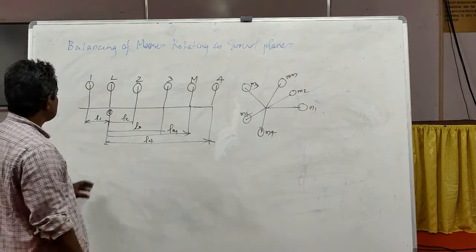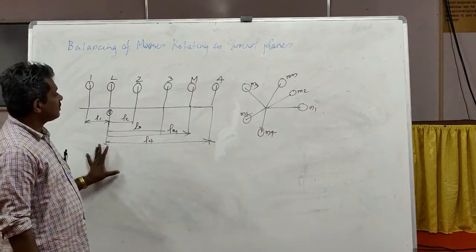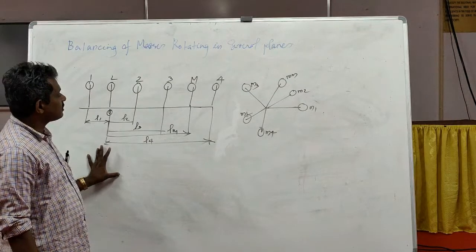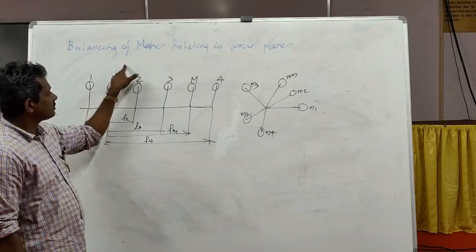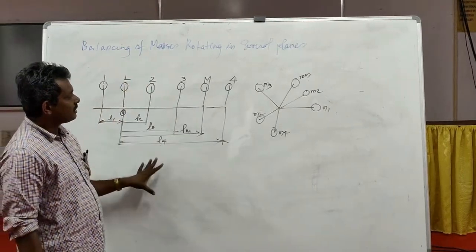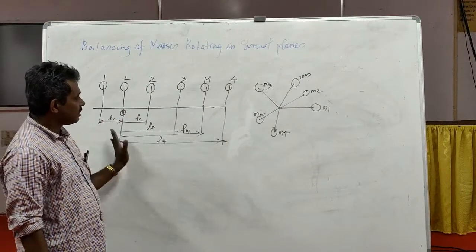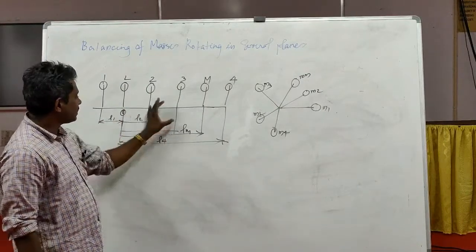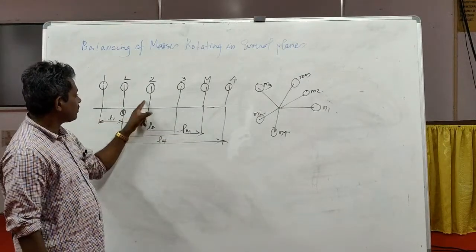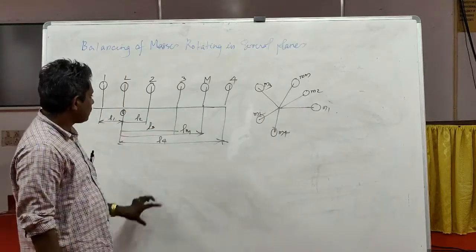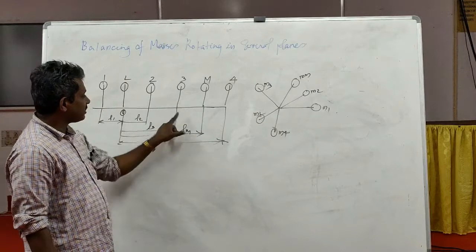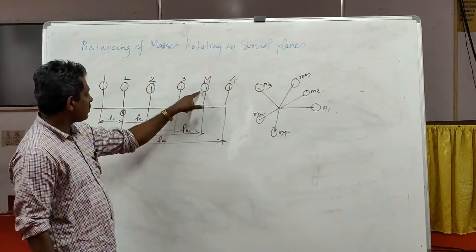So let us start. Last class we found how to balance when different masses are rotating in the same plane. Now there is another situation in which different masses are rotating in different planes or several planes. They may be parallel planes. So here it is shown there are four masses 1, 2, 3, 4. They are rotating in different planes and they need to be balanced by placing masses at say M and L.